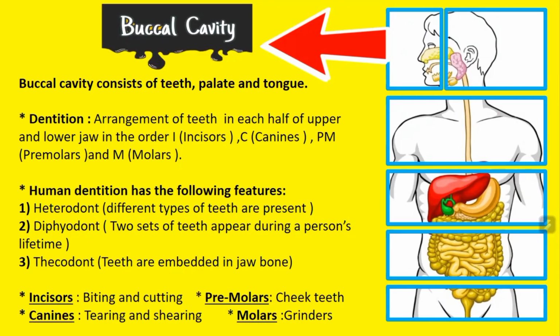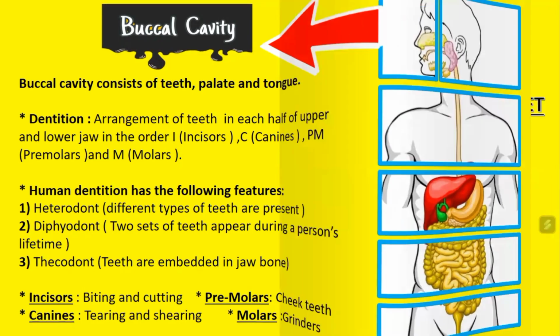Now, let's study some peculiar features of all the types of teeth. Incisors: biting and cutting. Canines: tearing and shearing. Premolars: cheek teeth. Molars: grinders.